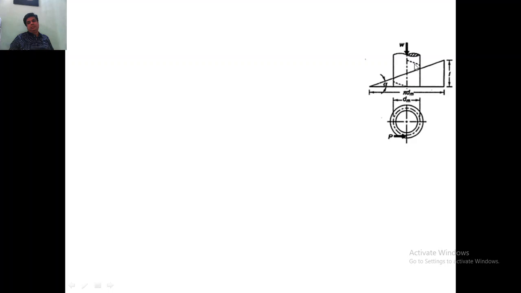So the same development is given. This is the screw rod front view and top view, and when you develop that, when you open that surface, we get the triangle with pi dm on the x-axis and the pitch on the y-axis, and this is the inclined plane. On this inclined plane the load will be there, and this load has to be lifted or it can be lowered based on how much force you are applying or the torque you are developing there.